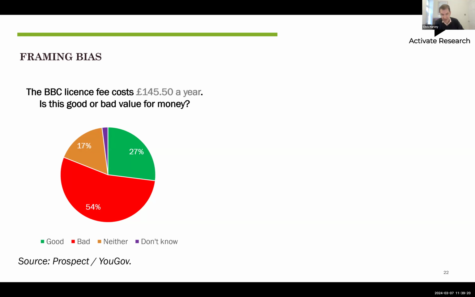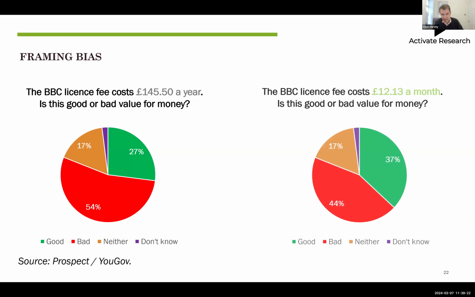However, in this study, to illustrate this thing called framing bias, the authors ran a second question on a different but also nationally representative sample of 2,000 people. This time they said the BBC licence fee costs £12.13 a month. Is this good or bad value for money? And I'm sure you've all spotted by now that £12.13 a month is exactly the same as £145.50 a year.